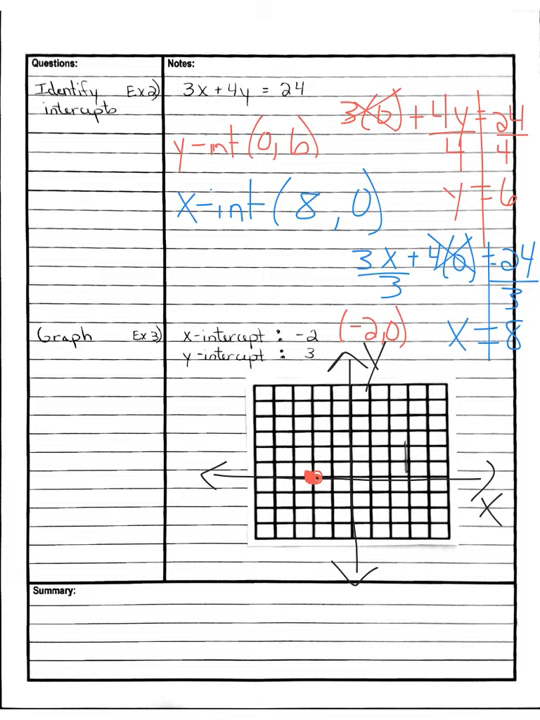So to graph these, you just plot the 2 points. My y-intercept is at (0, 3). So what does that mean? That means x is 0, y is 3. So I'm going to go on the y-axis to the +3, place a dot.